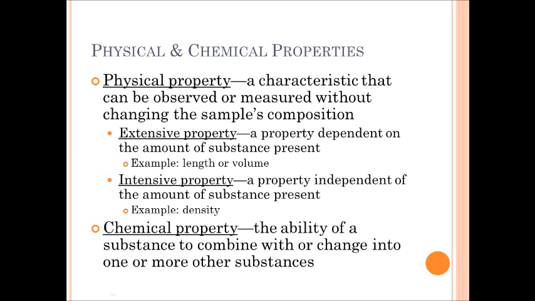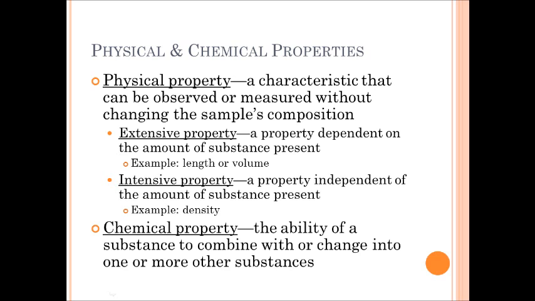Any substance that you have is going to have some sort of property, and there are two basic types of properties. The first is a physical property, and this is basically any property that can be observed or measured without changing the composition of the actual substance. There are two types of physical properties. First is extensive, which is dependent on how much of the substance you have, something such as the length or the volume. And intensive is independent of the amount of substance you have, and an example would be like the density or the boiling point or the melting point.